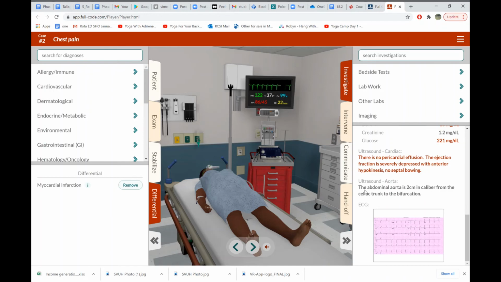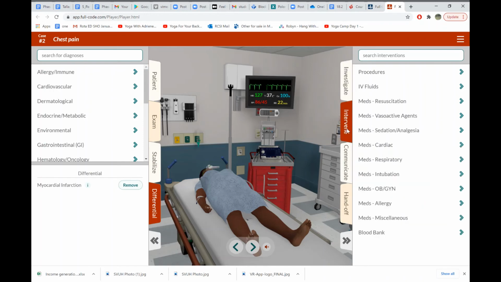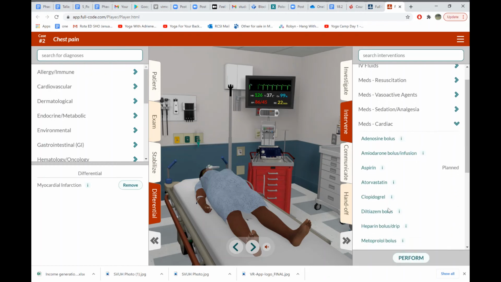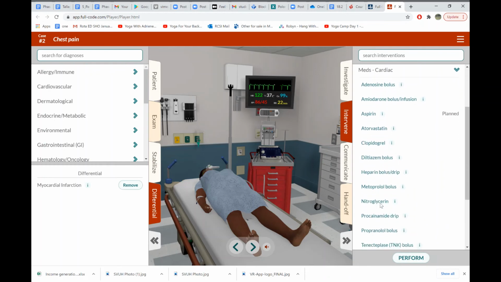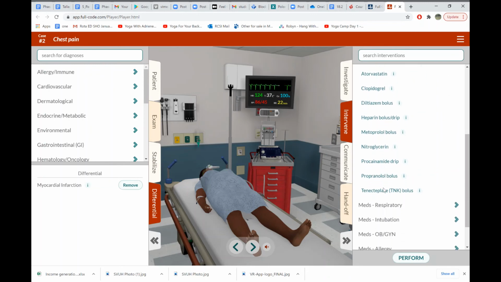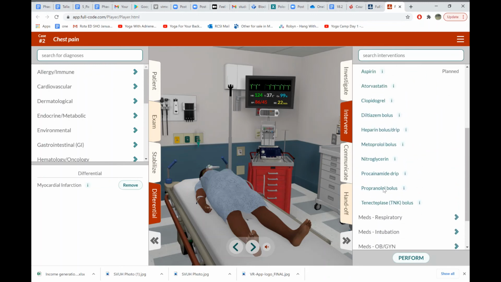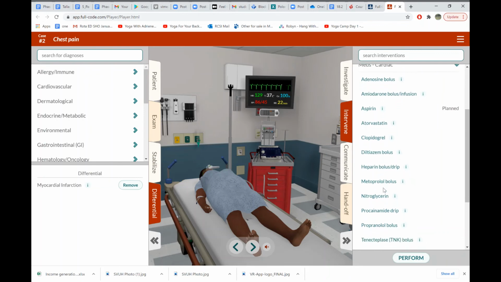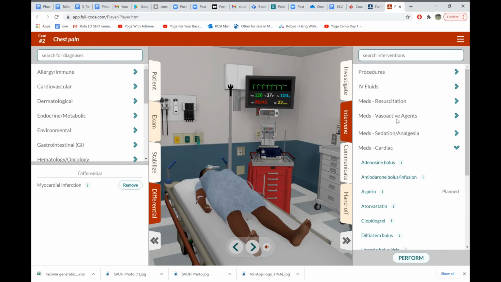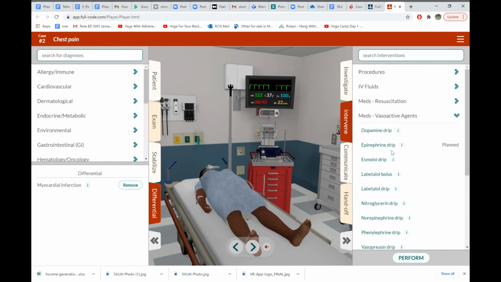So we're correct in thinking that this is a myocardial infarction, and we should give some medications for it. They're in cardiogenic shock. So what are we going to give? We should give some aspirin. We should give nitroglycerin. We might hold off on that just because the blood pressure is already low. It would not be unreasonable to give this patient some epinephrine, which would be under vasoactive agents. So we'll put them on an epinephrine drip.